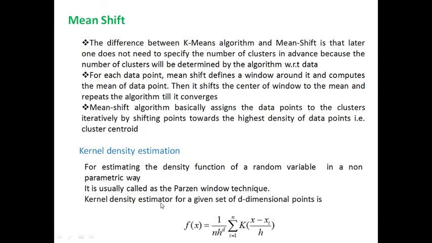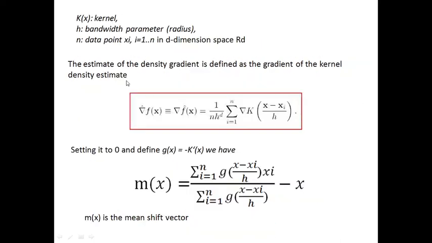The kernel density estimator for a given set of d-dimensional points is given by this formula: f(x) = 1/(n h^d) Σ for i = 1 to n of k((x − xi)/h). Here h indicates the radius of the circle, k(x) is the kernel, and we have n data points, so i goes from 1 to n. Here m(x) is the new centroid, the mean shift vector.